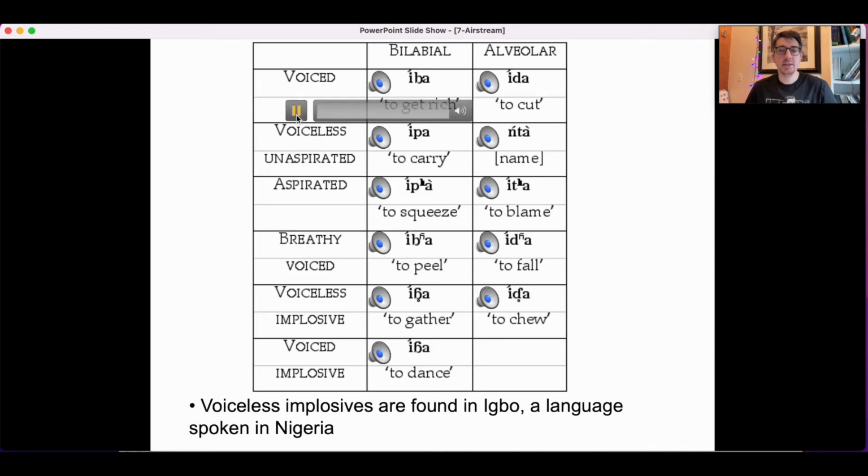Iba. Iba. Iba. Ipa. Ipa. Ipa. Ipa. Iba. Iba. Iba. Iba. And a voiced implosive. Iba. Iba. So there is a very subtle difference between these two. Ipa. Ipa. Ipa. Actually, this one voiceless implosive is more similar to voiceless unaspirated. So Ipa. Ipa. yeah, very similar, but there is subtle difference if you listen to it very carefully.